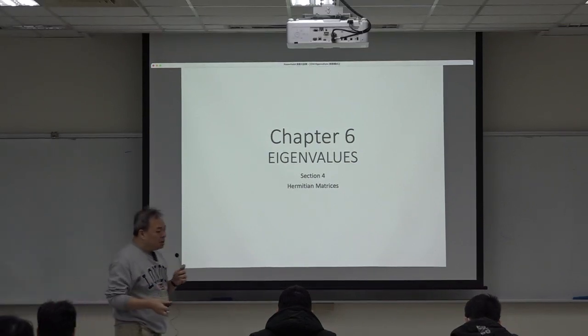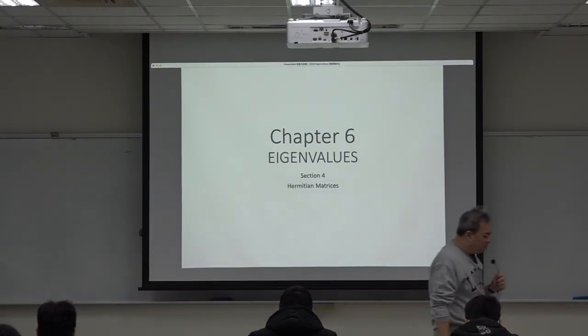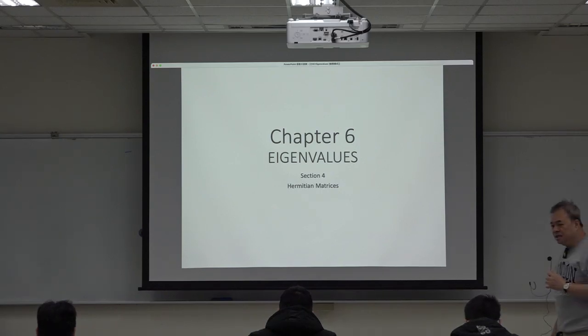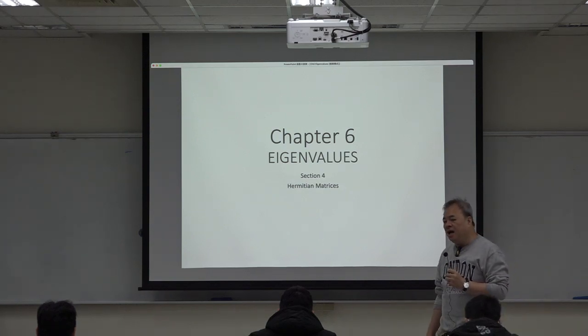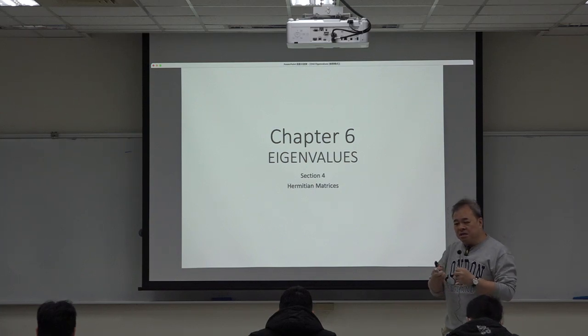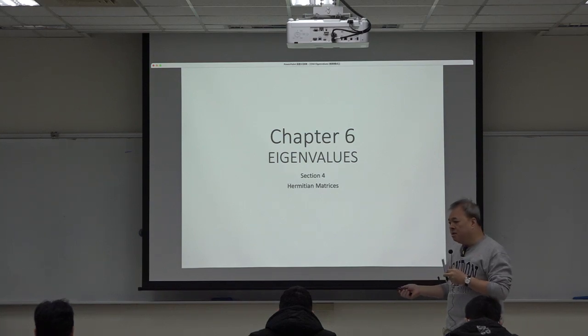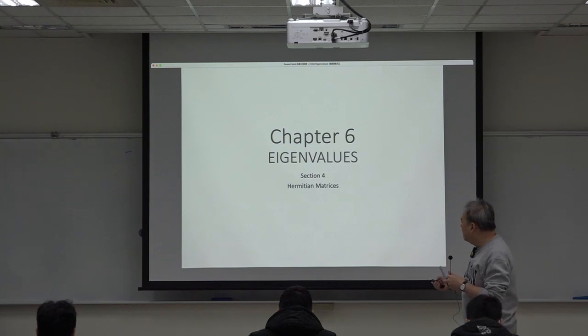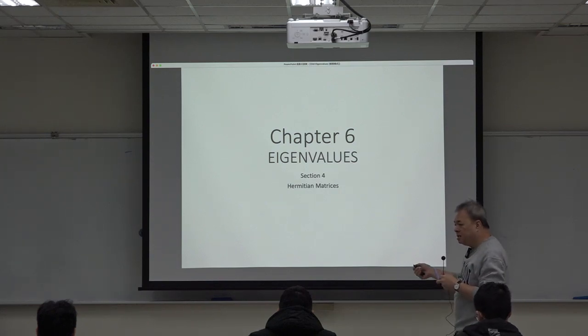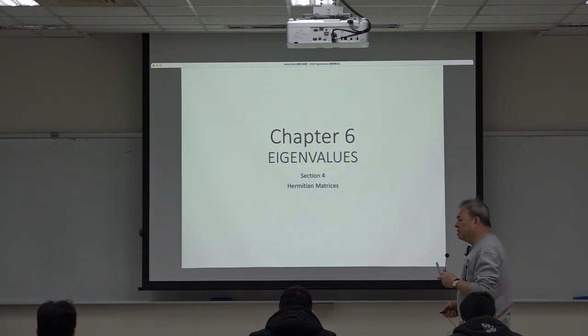Continue, okay? So far, all the matrices we talk about, the elements in the matrices are real numbers, right? But starting from now, the matrices that we are discussing could be complex numbers. Okay? So, again, this is very useful in the deep learning theory.